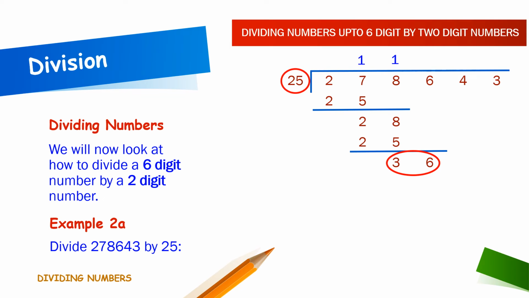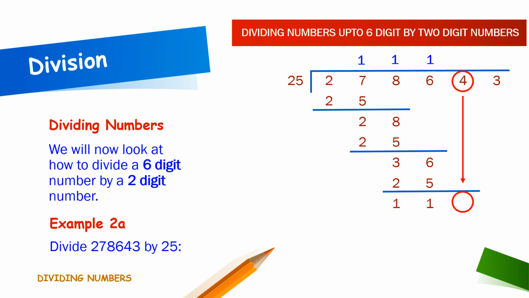How many 25s are in 36? There is one 25 in 36. Position the 1 here. Multiply 25 by 1 to give 25 and put 25 here. Now subtract to give 11. Bring the 4 down and position it here.